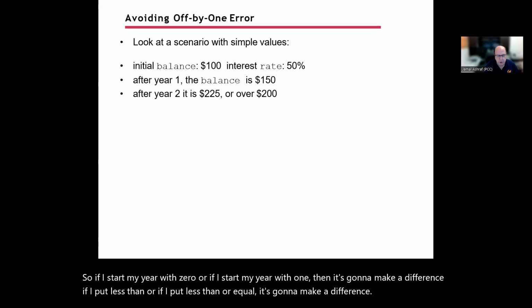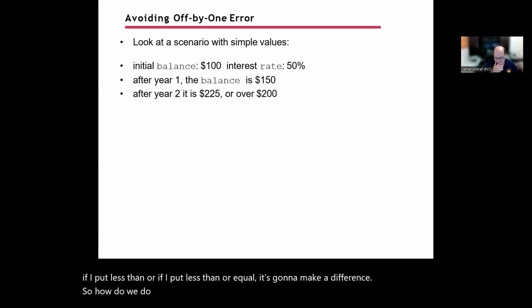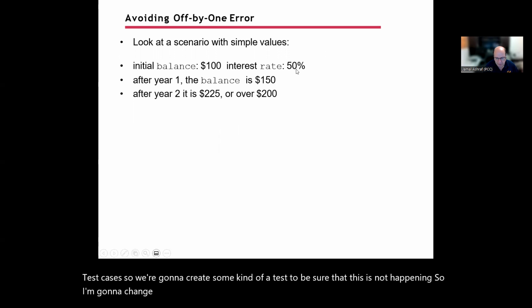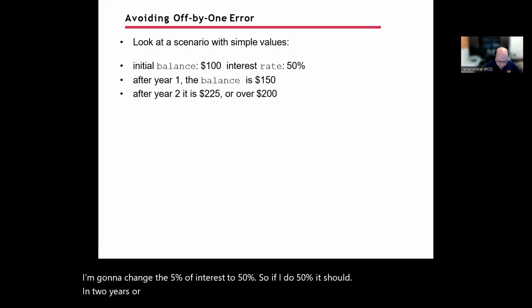So how do we do this? Remember, we talked about the test cases. So we're going to create some kind of a test to be sure that this is not happening. So I'm going to change the 5% interest to 50%. So if I do 50%, in 2 years or so, I have to double it.